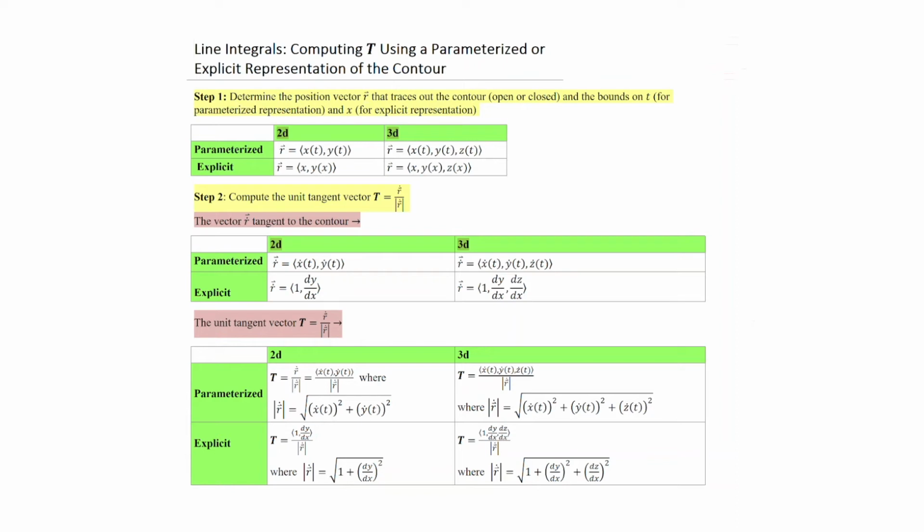All right, so the next thing would be to compute the unit tangent vector, which is to take the vector we just computed and divide it by its magnitude. For the parametrized case, you've got the expression here. The magnitude of this would just be this expression, and t is just that divided by that. For the 3D case, the magnitude of r now involves 3 components. For the explicit case, this magnitude just becomes the square root of 1 plus (dy/dx) squared, and for the 3D case, this just has a (dz/dx) squared term as well.